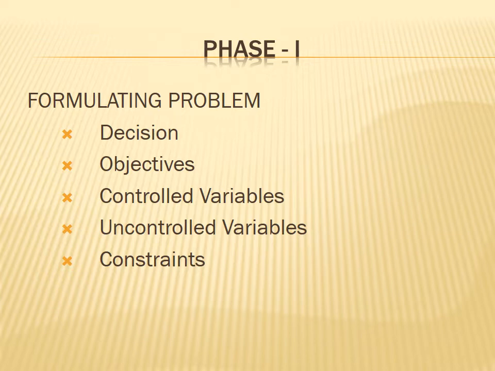First phase is formulating the problem. Before proceeding to find the solution of a problem, first of all, one must be able to formulate the problem in the form of an appropriate model. To do so, certain information will be required. They are: who has to take the decision, what are the objectives, what are the ranges of controlled variable, what are the uncontrolled variable that may affect the possible solutions, what are the restrictions or constraints on the variables.